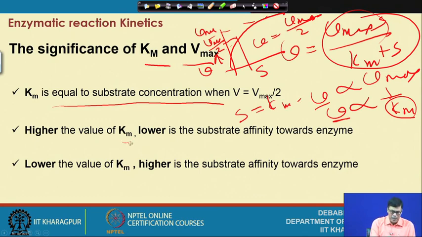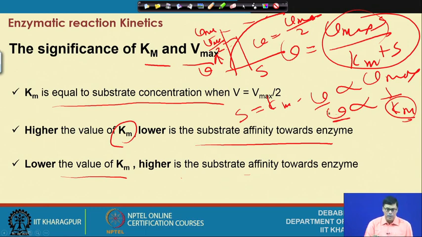Now, the higher the value of Km, the lower the substrate affinity. And the lower the value of Km, the higher the substrate affinity, that is, more velocity of the reaction. So what does it mean? It means that suppose I want to produce a certain amount of product. If the Km value is low, we require less substrate, but if the Km value is high, we require more substrate. That is the significance of this.